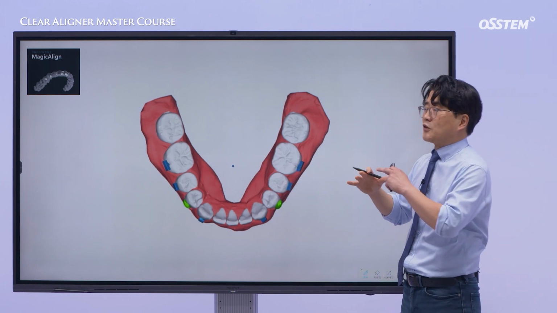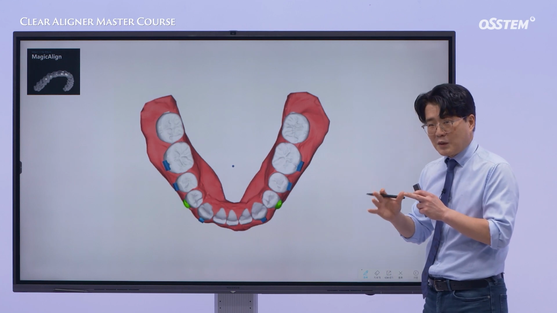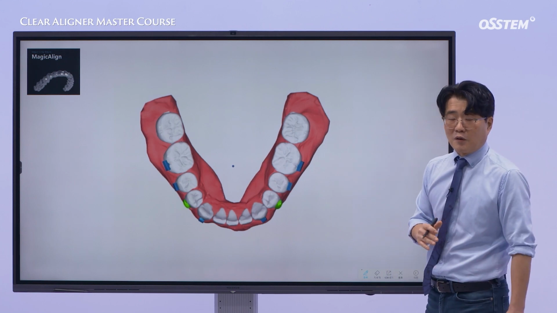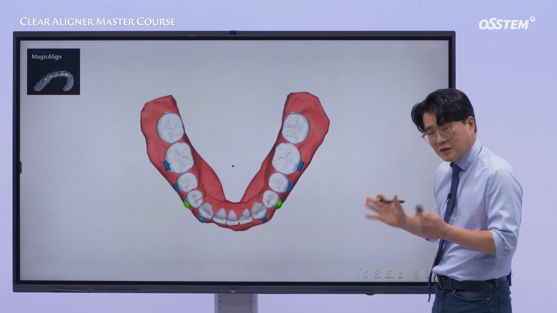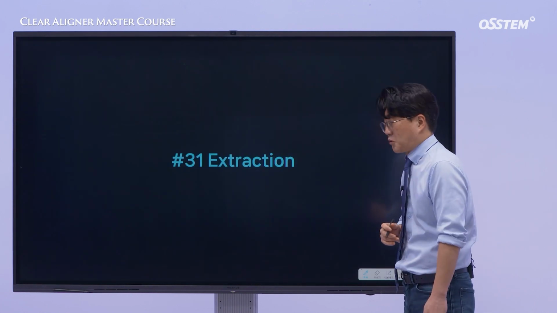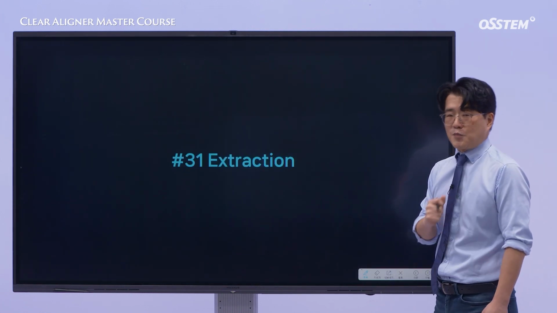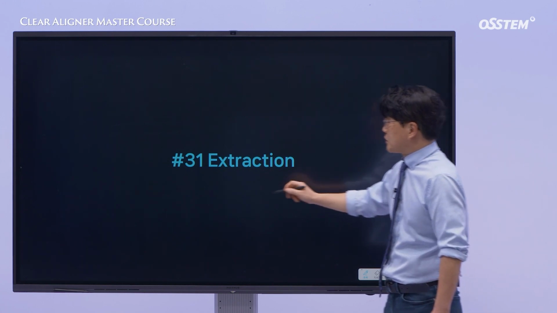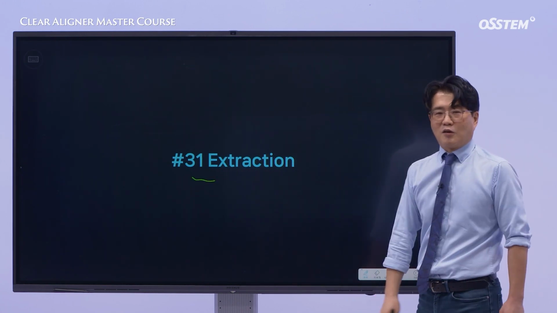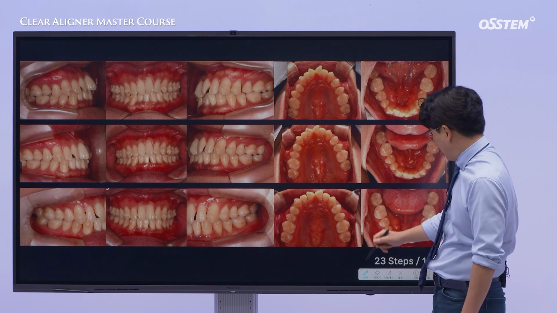However, when the amount of IPR in the mandibular anterior region exceeds 1 mm, rather than around 0.2 to 0.3 mm, there are concerns such as hypersensitivity and other potential issues. Molar distalization is also challenging. So, we decided to extract tooth number 31.